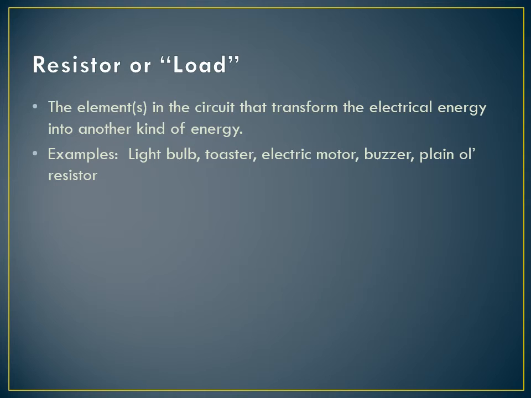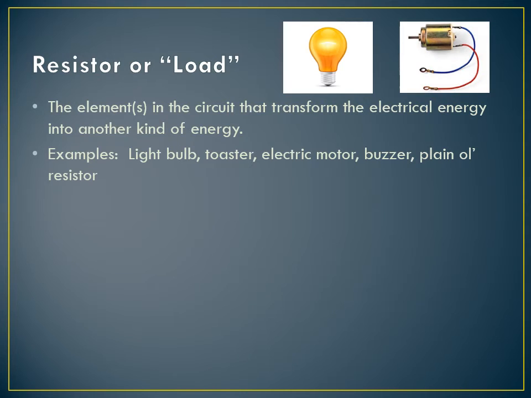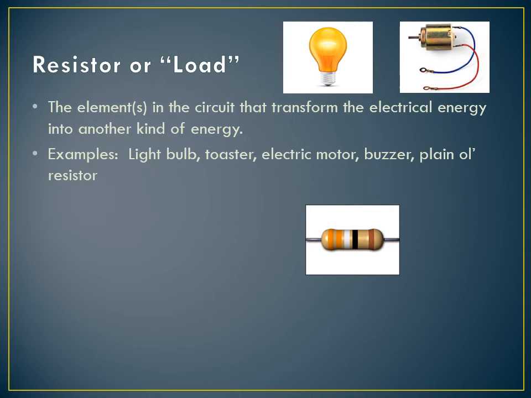Some examples of resistors are light bulbs, toasters, motors, buzzers, and sometimes there are just something called a plain old resistor. The job of this thing is just to use up electrical energy, and the reason we have that in a circuit is because we sometimes have other components that are very sensitive and want a certain amount of electrical energy, and we don't have infinitely adjustable batteries. So what we do is we put a little bonus resistor in there that uses up some of the energy so that the component gets the correct amount without getting too hot or overloading. So that's just a regular resistor.